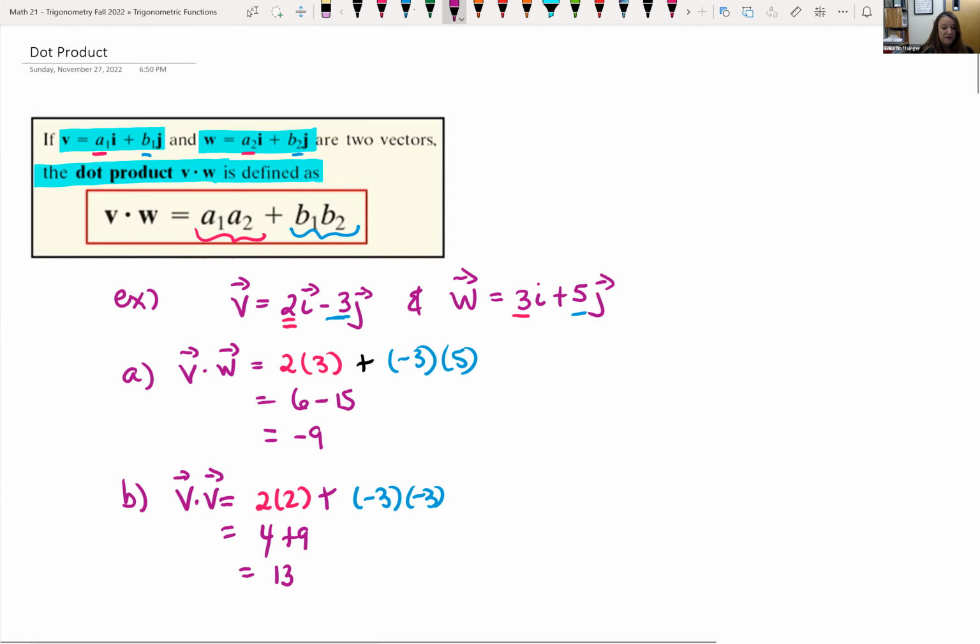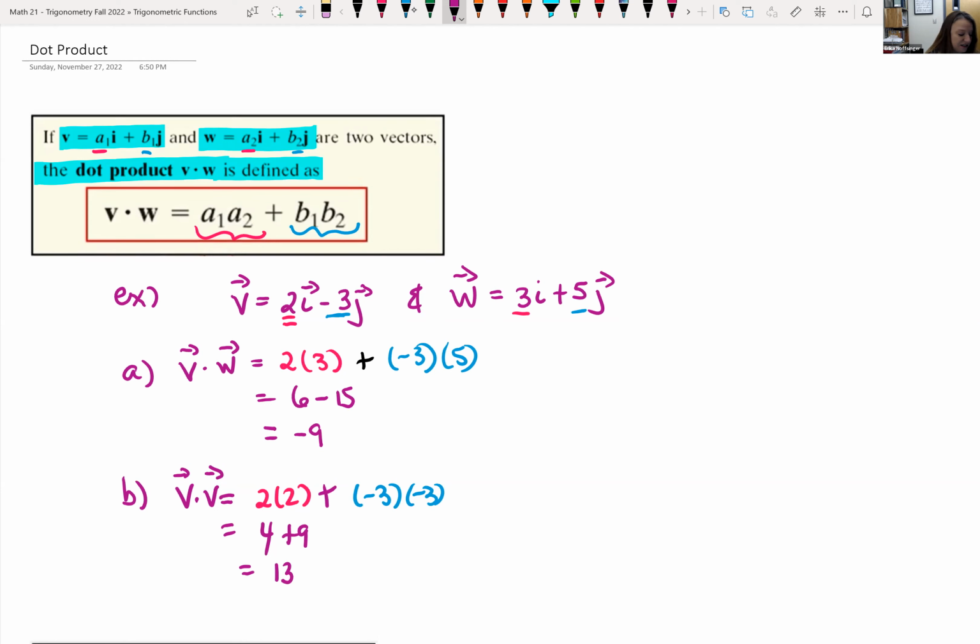Recall we could find the magnitude, and we denoted it with these two vertical lines around the vector V with an arrow above it. This was equal to the square root of the square of the first component, in this case 2, so 2 squared, plus the vertical component squared, negative 3 squared. So 2 squared is 4, negative 3 squared is 9, so this is giving us the square root of 4 plus 9, which is the square root of 13.